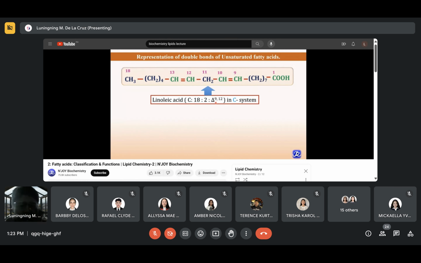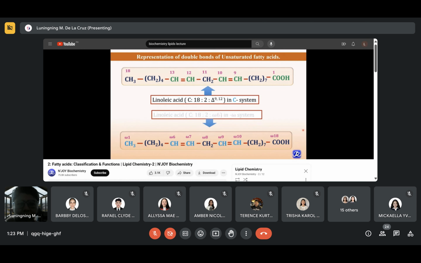Delta 9 represents the first double bond is between 9 and 10 and 12 represents the second double bond is present between 12 and 13. So in the C system it is written as C18:2 delta 9,12. Now let's see how it is written in omega system. We know that numbering of omega carbon starts from the methyl end. This is the omega 1 carbon and this is omega 18 carbon.